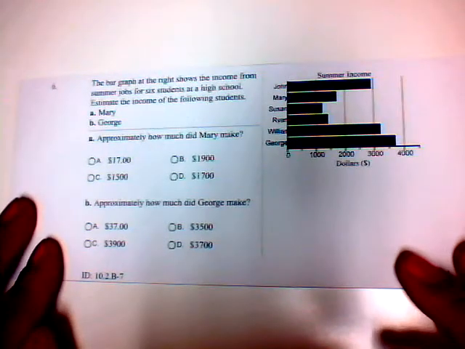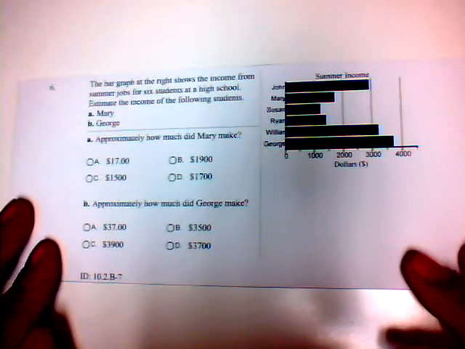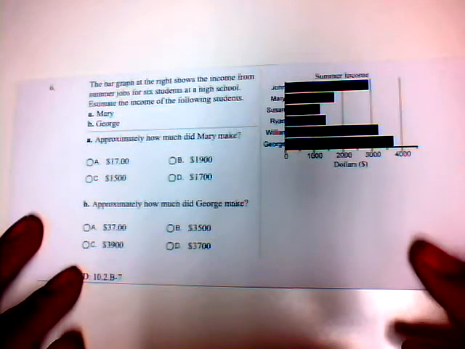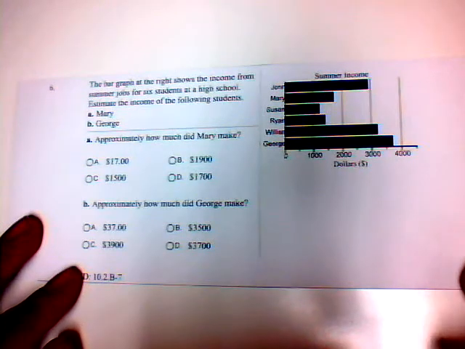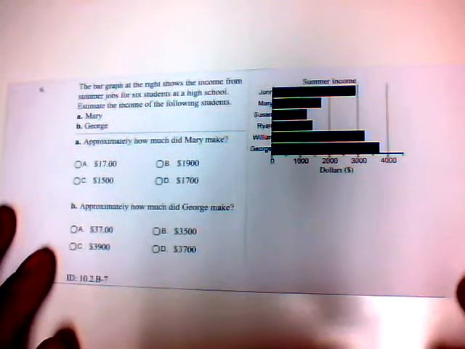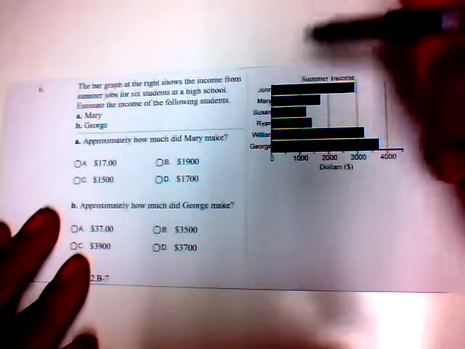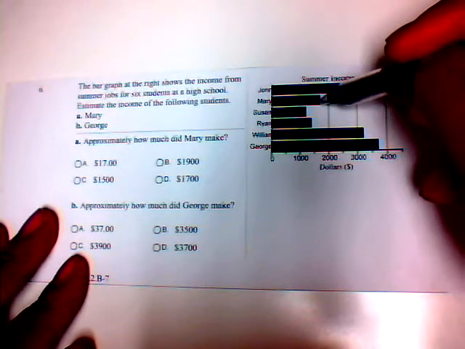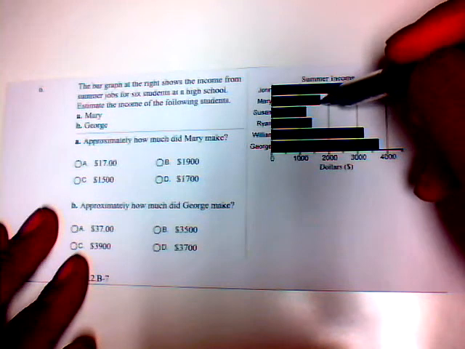Okay, problem number 6. The bar graph at the right shows the income from summer jobs for 6 students at a high school. Estimate the income of the following students. And you want to find out approximately how much did Mary make. Here's Mary. And we see this bar goes out to here. And it's past $1,500.